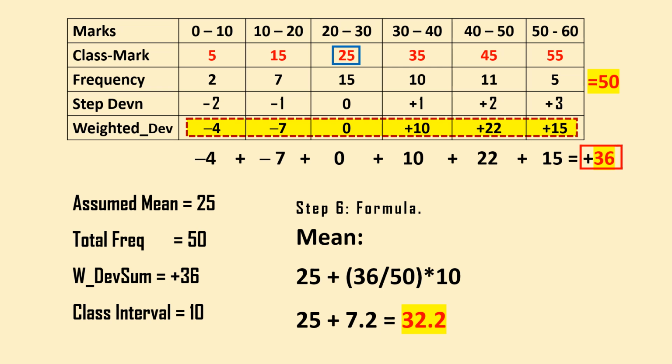So the required mean is 32.2, and you'll get the same answer even if you have the assumed mean as some other value. So that is a way in which we calculate the mean. Actually, now it is no longer assumed mean. It is a true mean. The assumed mean, we did the correction. How did we do the correction? The total of the weighted deviation sum divided by the total frequency into class interval, and then this correction with 25 the assumed mean, we got 32.2. This is the final answer, 32.2. So this is the way in which we calculate mean by step deviation method.